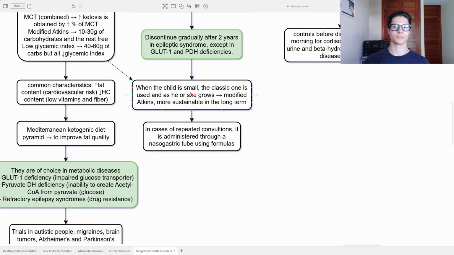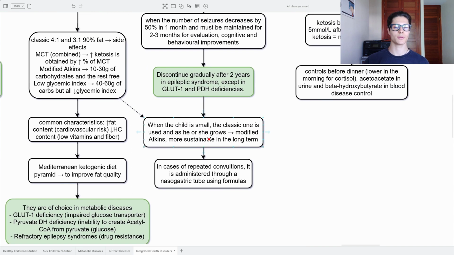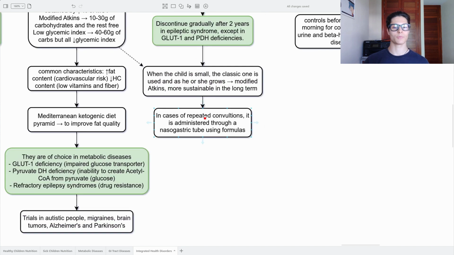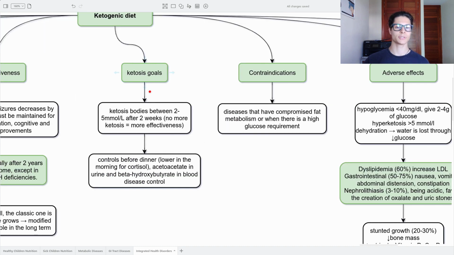When the child is small, we have to start with the classic one, and as he or she grows, we have to switch to the modified Atkins. This is more sustainable for the long term, and in cases of repeated convulsions, it is administered through a nasogastric tube using formulas. The ketosis goals.